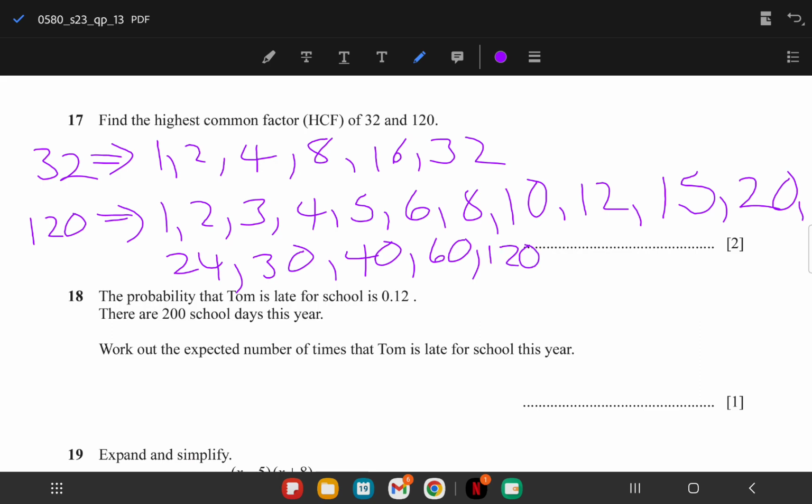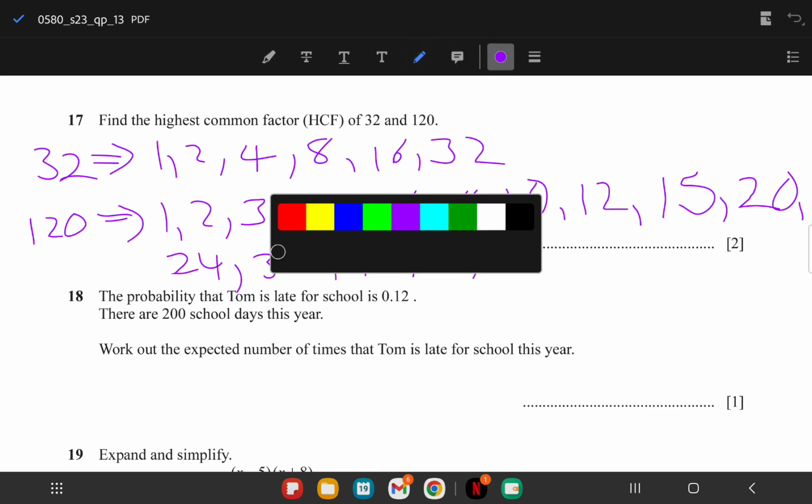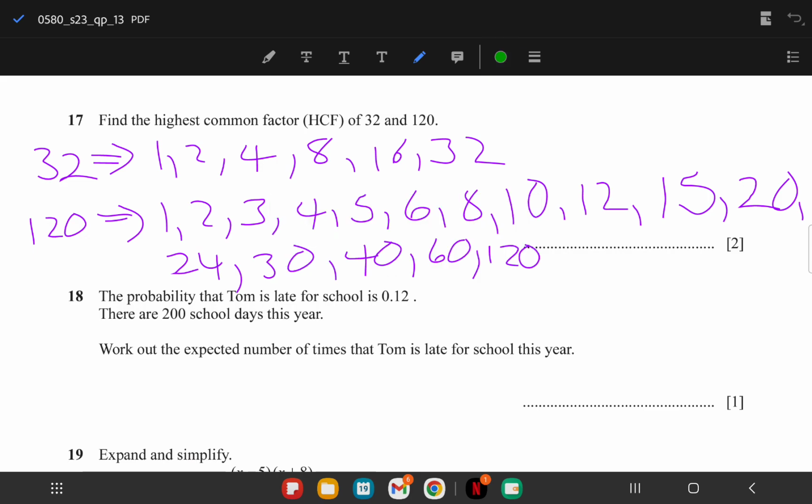So all of those are the factors of 32 and 120. Now I'm looking for the highest common factor there. So 16 is not going to work, but I think 8 is going to be our lucky number. Yes. So the highest common factor of those two numbers is 8. That's the biggest number that they both have in common.